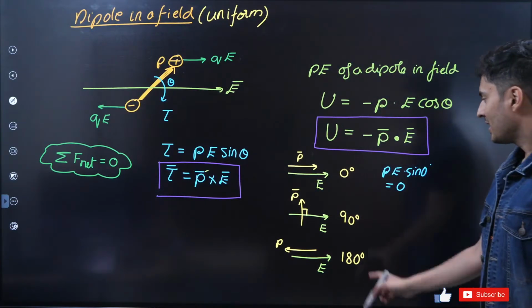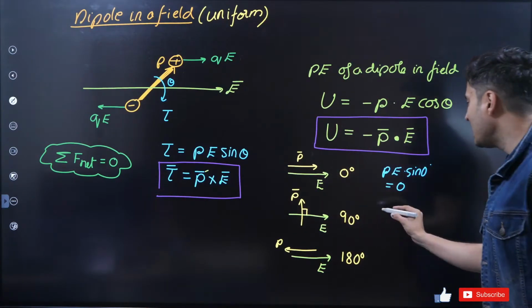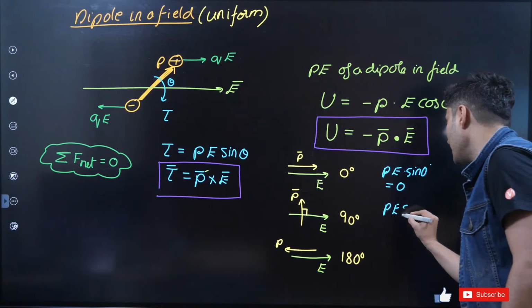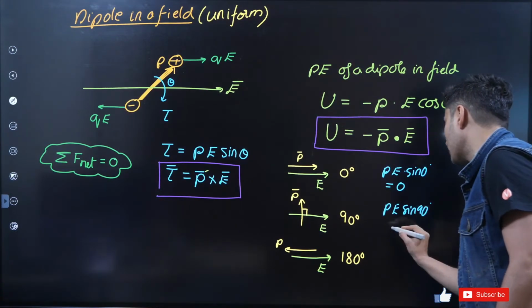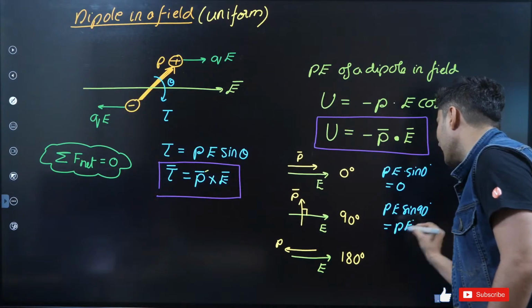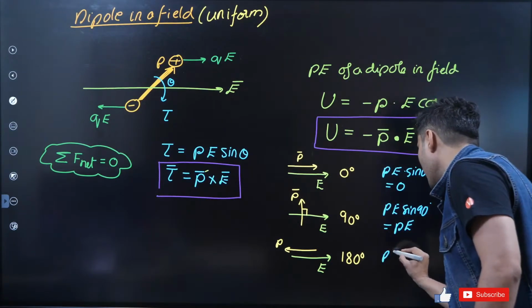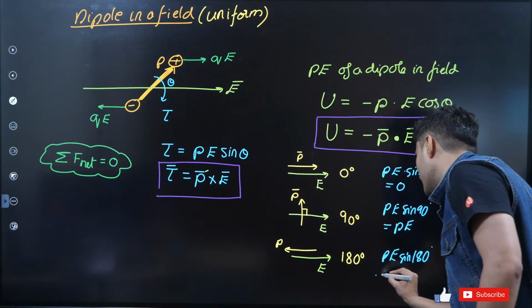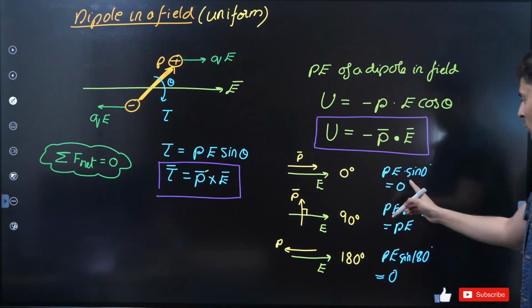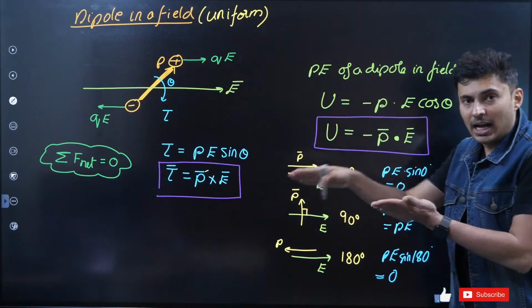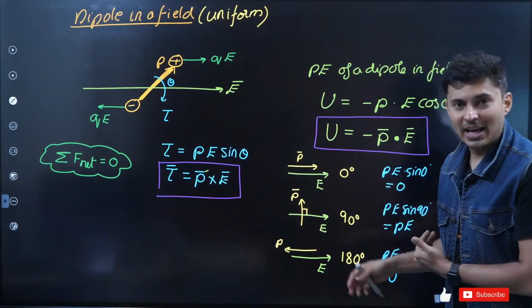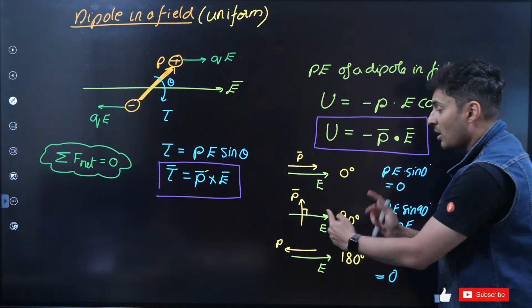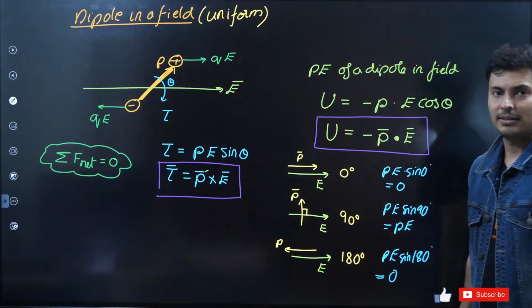In case of 90 degrees, it is P E sine 90 degrees. Sine 90 is 1, so it is just going to be P into E. In the third case, it's going to be P E sine 180. Sine 180 is 0, so it's going to be 0 again. So no torque when dipole is either parallel or anti-parallel. But there will be maximum torque when the dipole is perpendicular to the field.